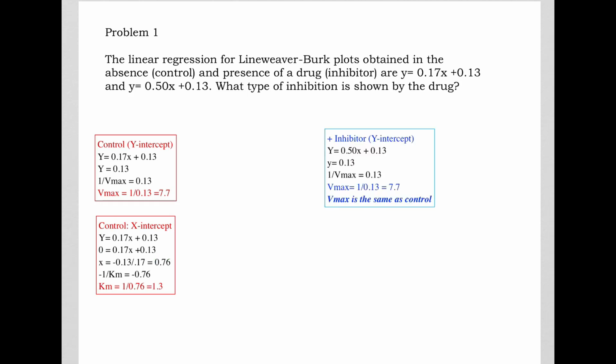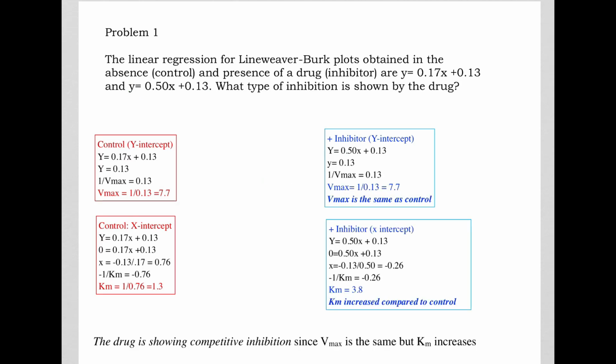So let's do the same thing for the enzyme reaction in the presence of the drug. In the presence of the inhibitor, the regression equation is this. Once again, we find the y-intercept, which is equal to 1 over Vmax, and therefore Vmax is 7.7. So you can see the Vmax in the presence of the drug or the absence of the drug is the same.